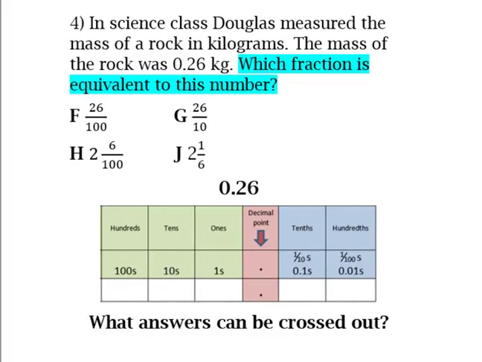Are there any answer choices that can be crossed out? So we have 0.26. Looking at our place value chart, we can see where the number should be placed, and also if there is a fraction. So what do you think? What answer choices do you think can be crossed out?